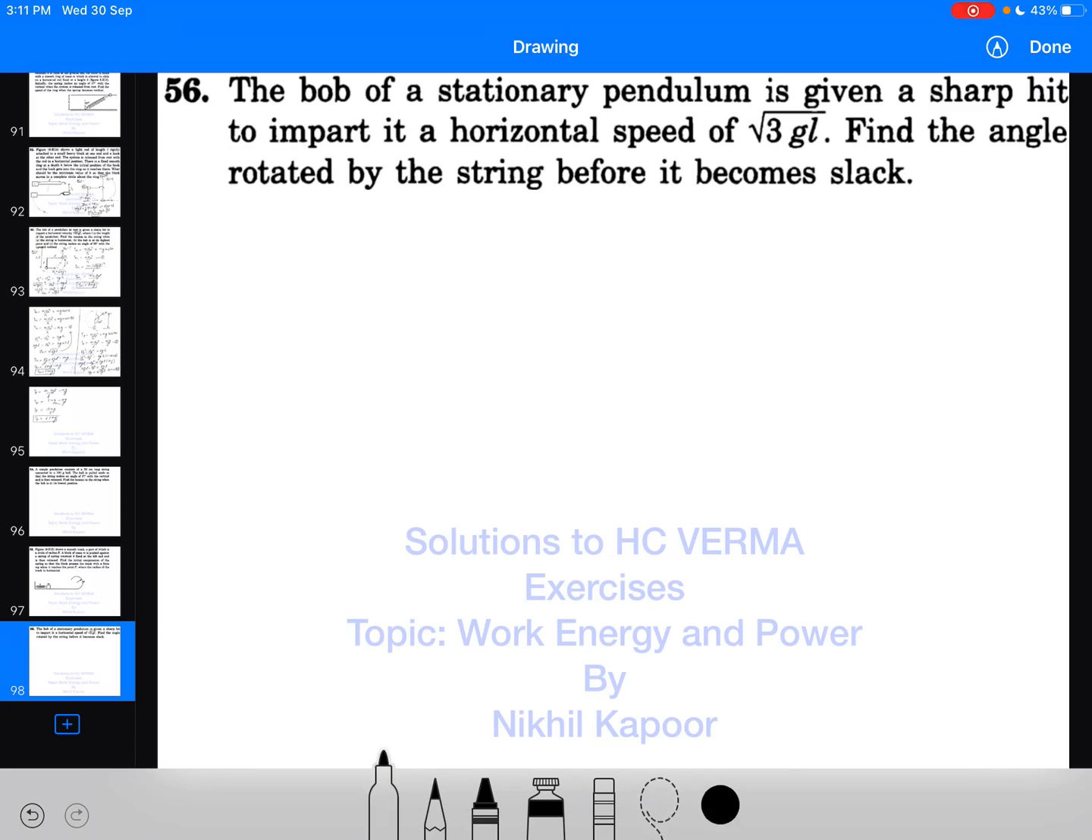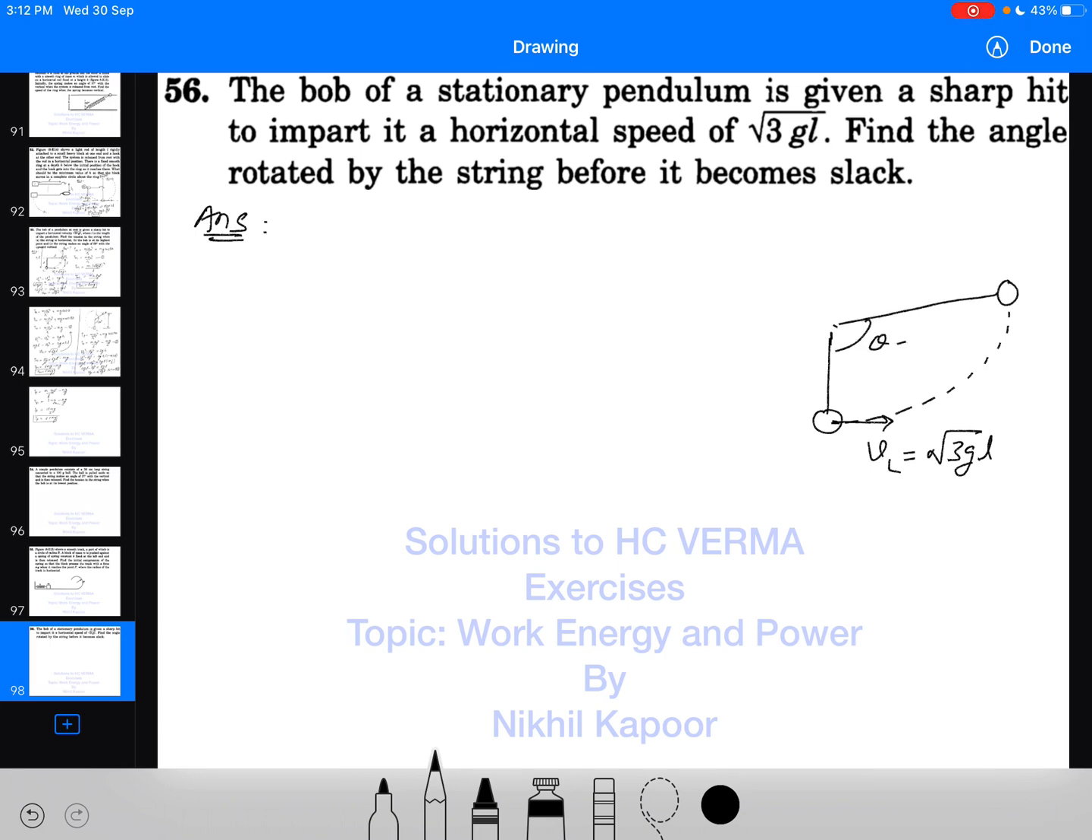Let's start with the 56th example. The bob of a stationary pendulum is given a sharp hit, so it is given a velocity at the lowest point equal to under root 3gl, and we need to find the angle through which it is rotated by the string before it becomes slack, that is, tension becomes 0. So at which position is tension 0?